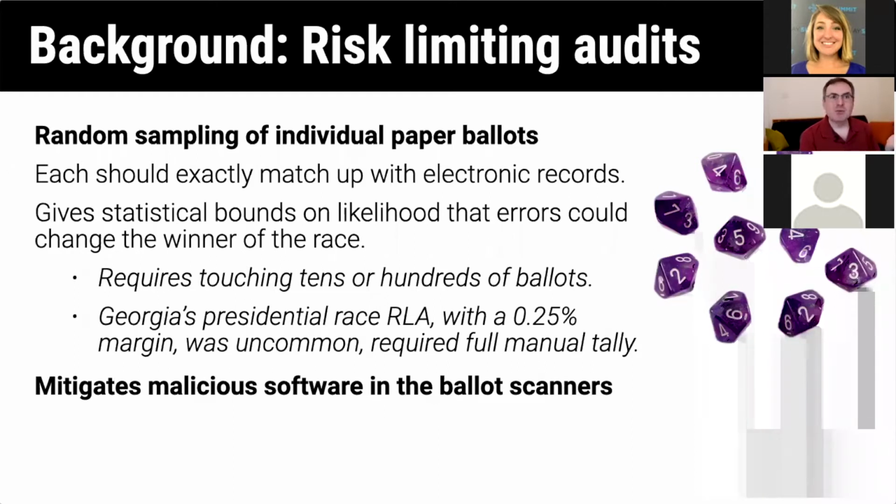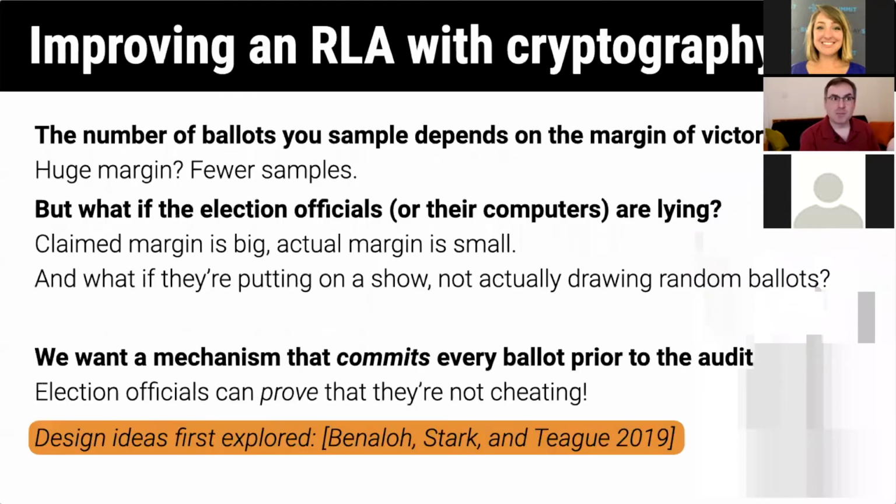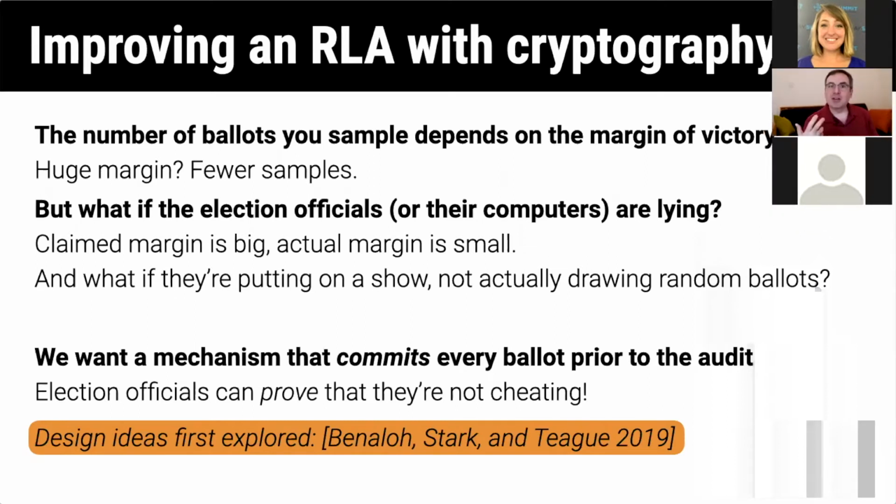So how do you make this even better? Well, one of the interesting inputs to an RLA is that you need to know the margin of victory. I just told you that if there's a large margin, you need a small sample. If there's a small margin, you need a large sample. How do you get the margin? Well, what if the very computer that's telling you the margin of victory is itself lying to you? That could be because the computer had malware on it. It could be because the election officials were not telling you the right thing.